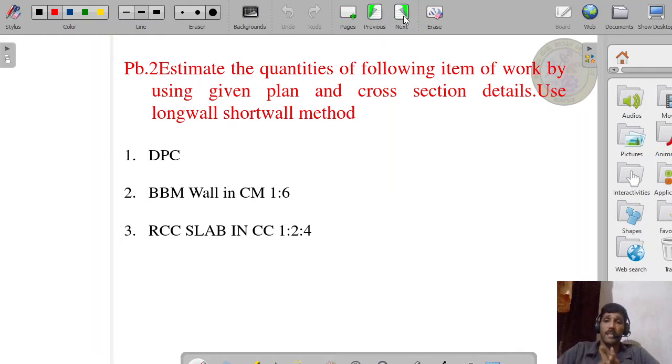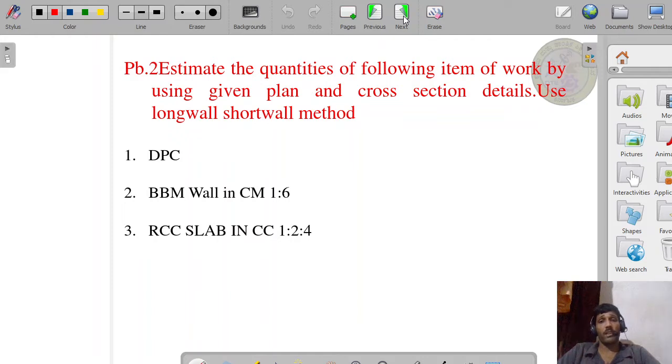Okay, these basic principles you already know, because you completed them in the previous sessions. I hope everyone has understood the basic concept, how to solve the long wall, short wall method, how to calculate the center to center length, and how to identify the long walls and short walls. These are all basic things covered in the previous sessions.